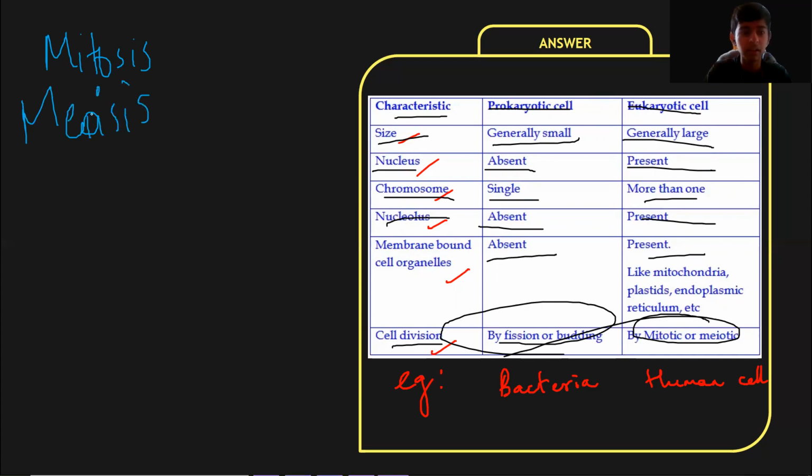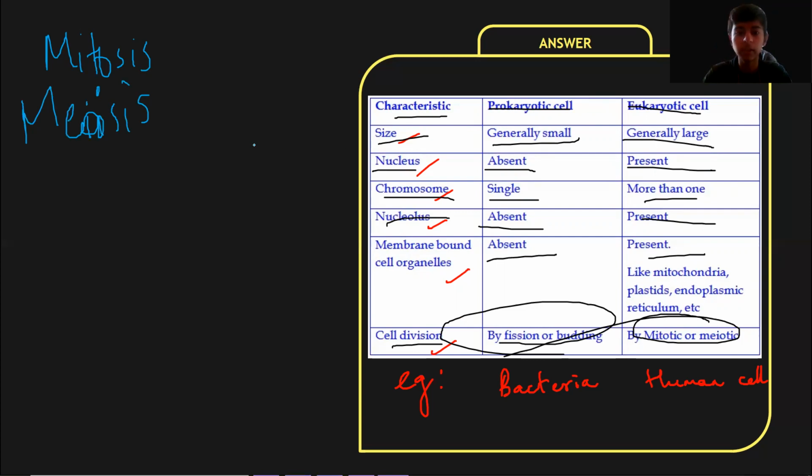Okay, sorry, and meiosis. And fission or budding, like amoeba. How does it divide? By binary fission. One amoeba becomes two. Okay, it divides into two daughter cells.